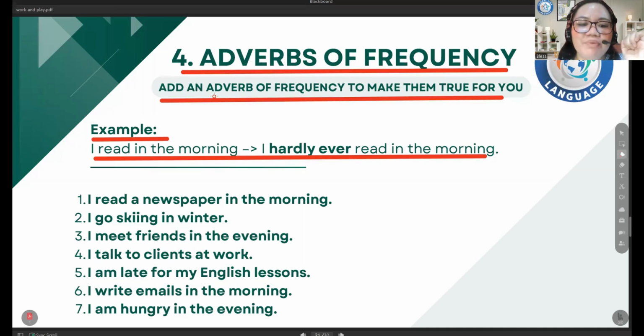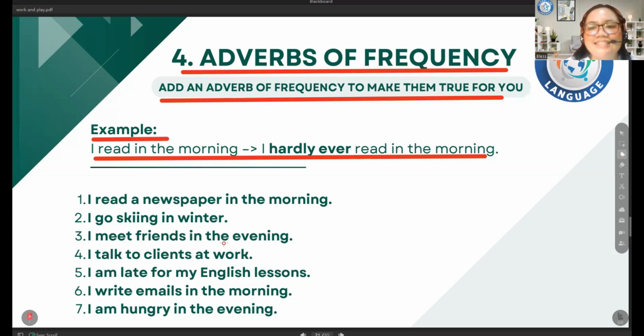So, number one, I read a newspaper in the morning. Number two, I go skiing in winter. Number three, I meet friends in the evening. Number four, I talk to clients at work. Number five, I am late for my English lessons. Number six, I write emails in the morning. And number seven, I am hungry in the evening.